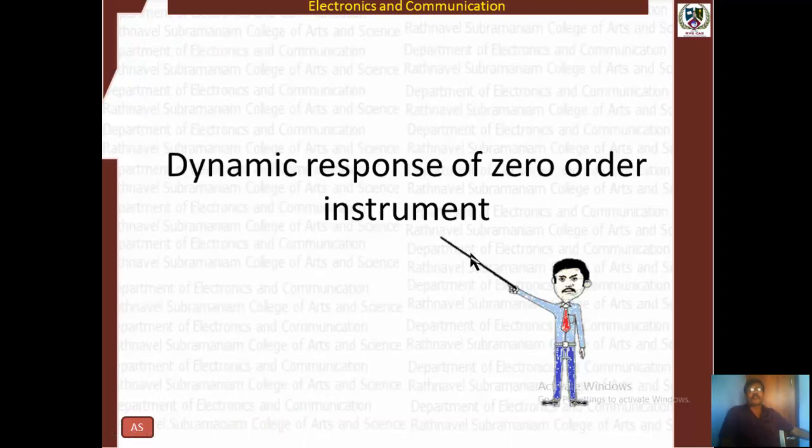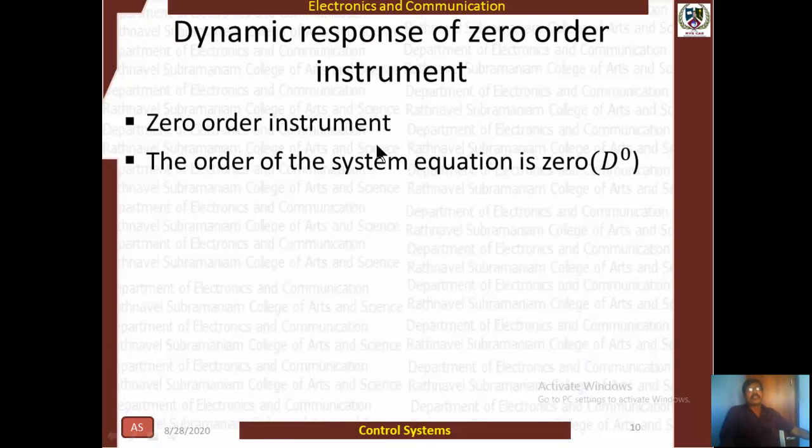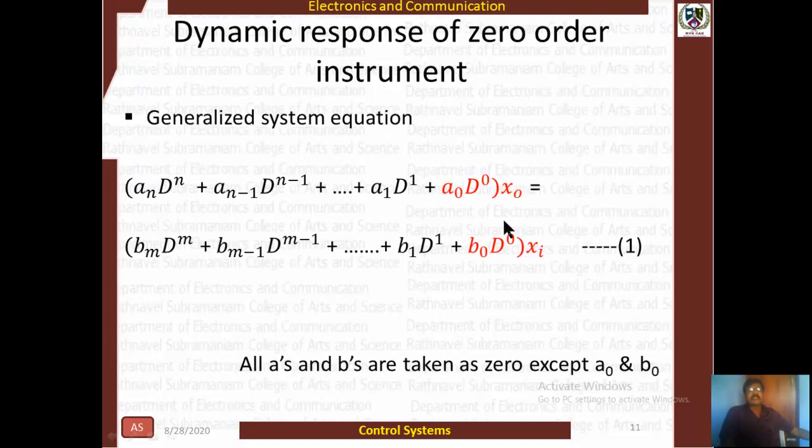Dynamic response of a zero order instrument. The order of the system equation is 0, d raised to the power 0. That instrument is known as a zero order instrument. In the generalized system equation given, all the A's and B's, that is the coefficients of D, are taken as 0 except A0 and B0. Except these two coefficients, all other coefficients are taken as 0 and get cancelled.